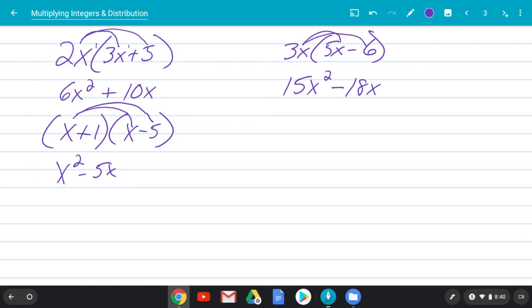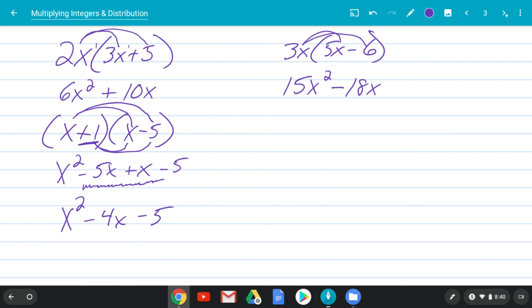I have to distribute the second term of my first parenthesis. I got to distribute to everything in the second one. So 1 times x is x, and 1 times negative 5 is negative 5. Now, this thing amazingly happens in the middle of these, that a lot of times I end up with two like terms, and I have to combine those or add them. So I end up with x squared minus 4x minus 5. Minus 4x, because negative 5 plus 1 is a negative 4.